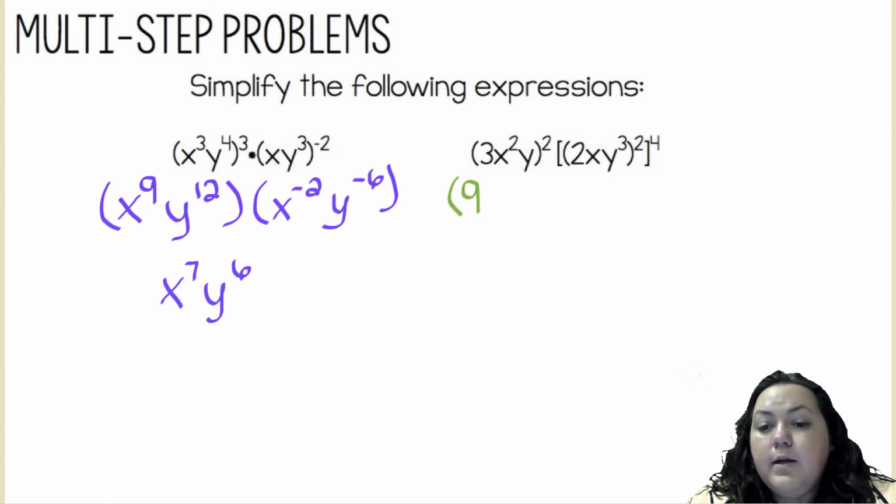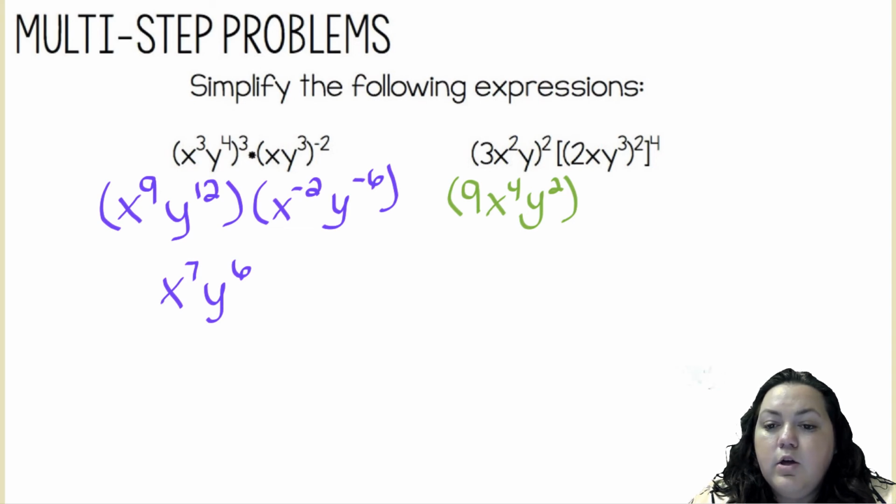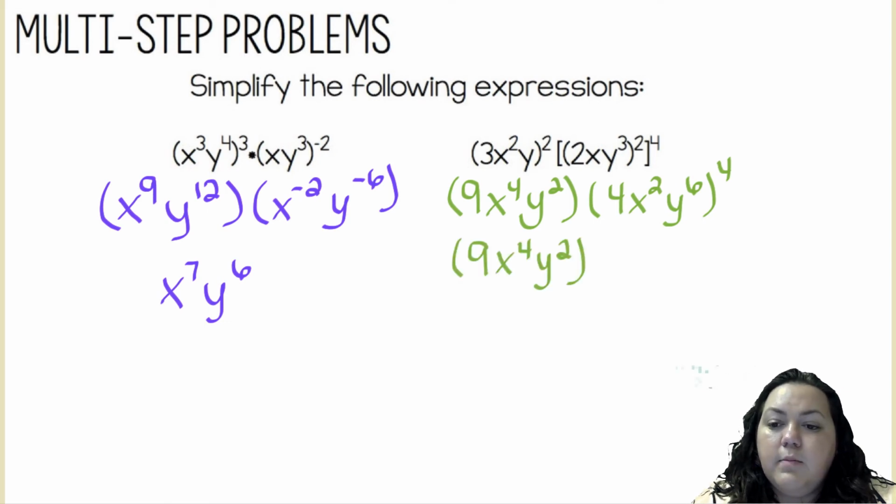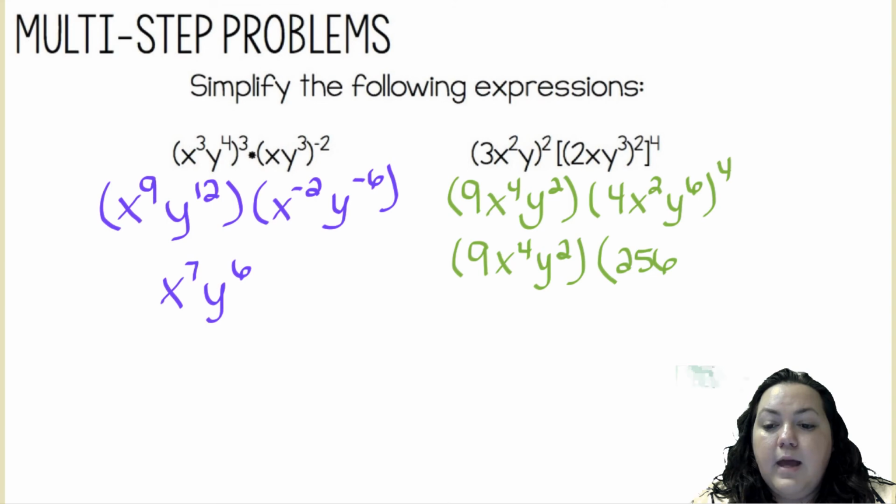All right, in this example, I'm going to do 3 squared, and then x squared to the second power will give me x to the fourth, and y squared. And then in the next piece, I'm going to do inside of the brackets, I have 2 squared, so that's going to give me 4, x squared, y to the 3 times 2 is 6, and that will all still be raised to the fourth. So that first part's not going to change, and I'm going to raise everything to the fourth now. 4 to the fourth power would be 256. X to the second power raised to the fourth would be x to the 8th. Y to the sixth power raised to the fourth would be y to the 24th.